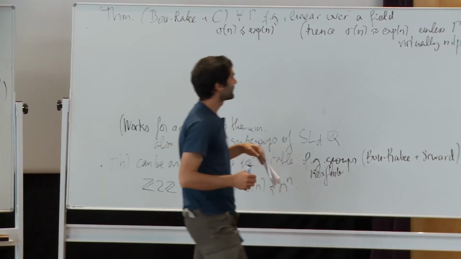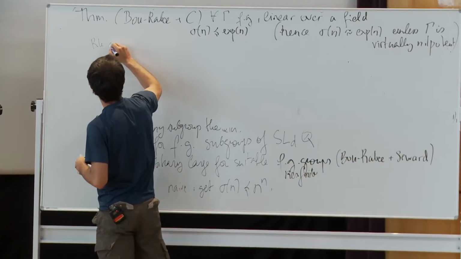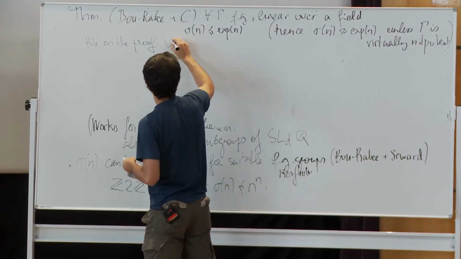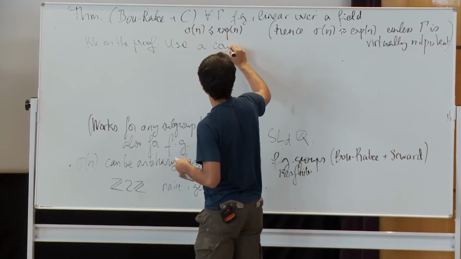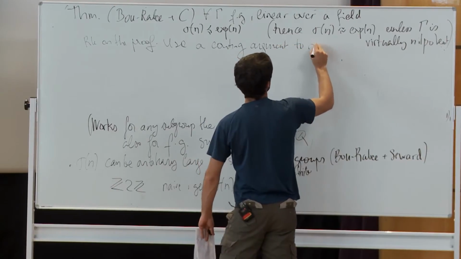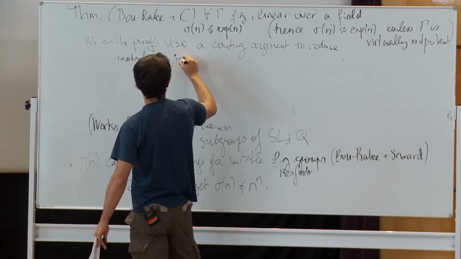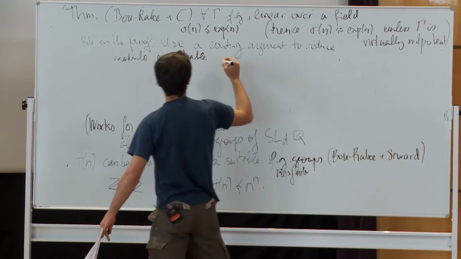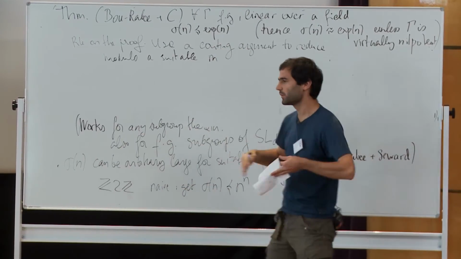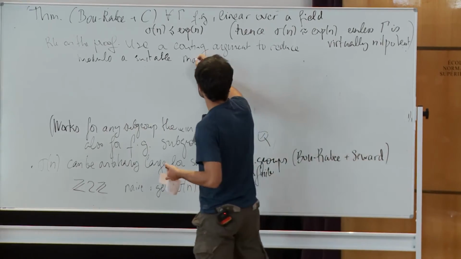And so we mark on the proof. So you use a counting argument to reduce modulo a suitable maximal ideal. So it's like a prime, but when you have bigger rings, what you want is to find the finite fields that are quotients of this ring.